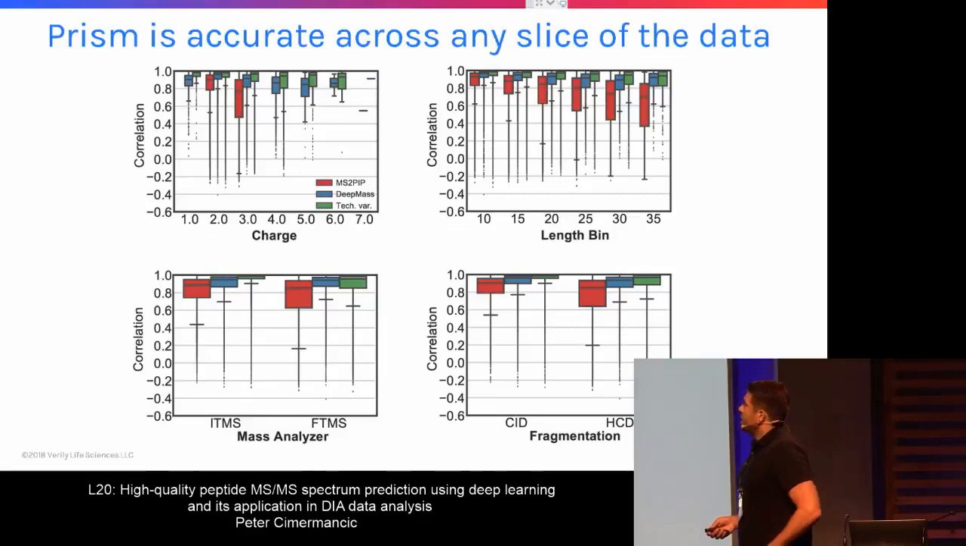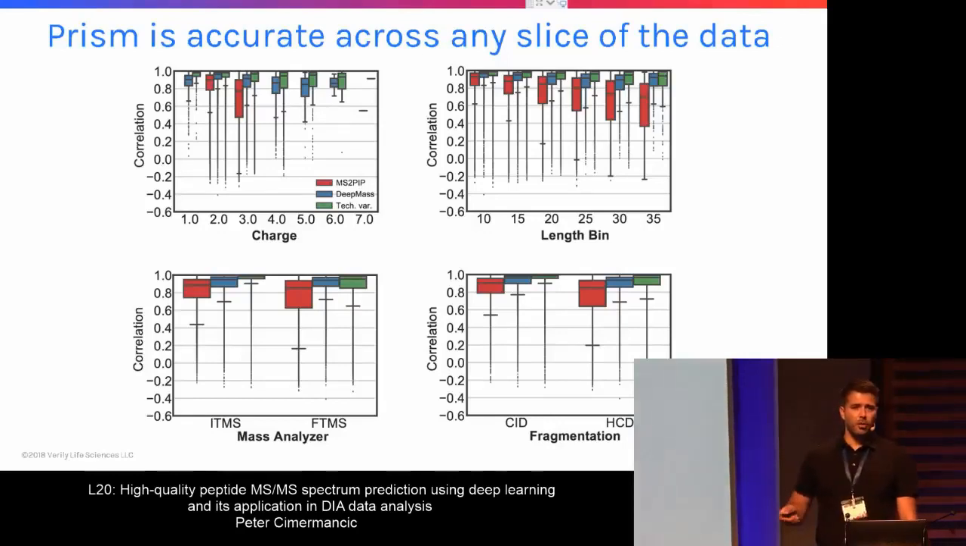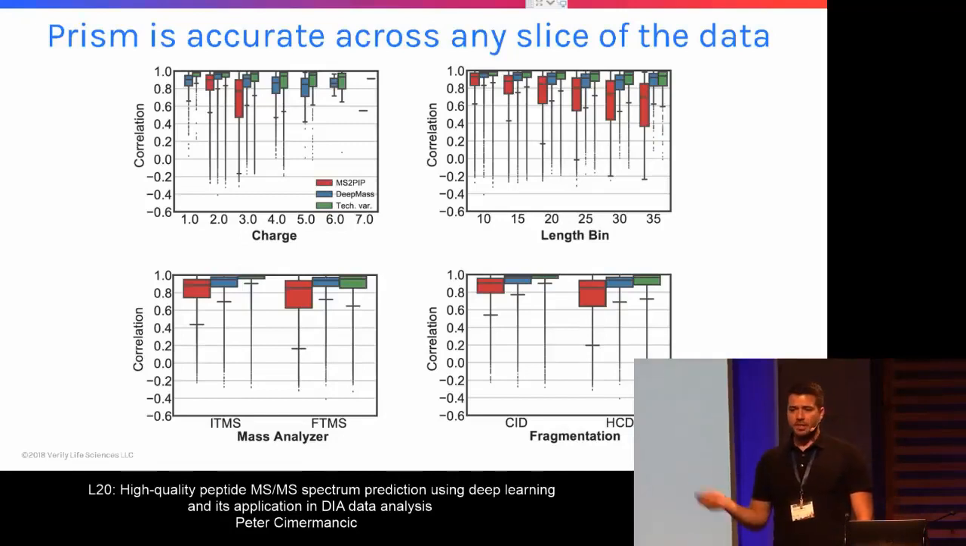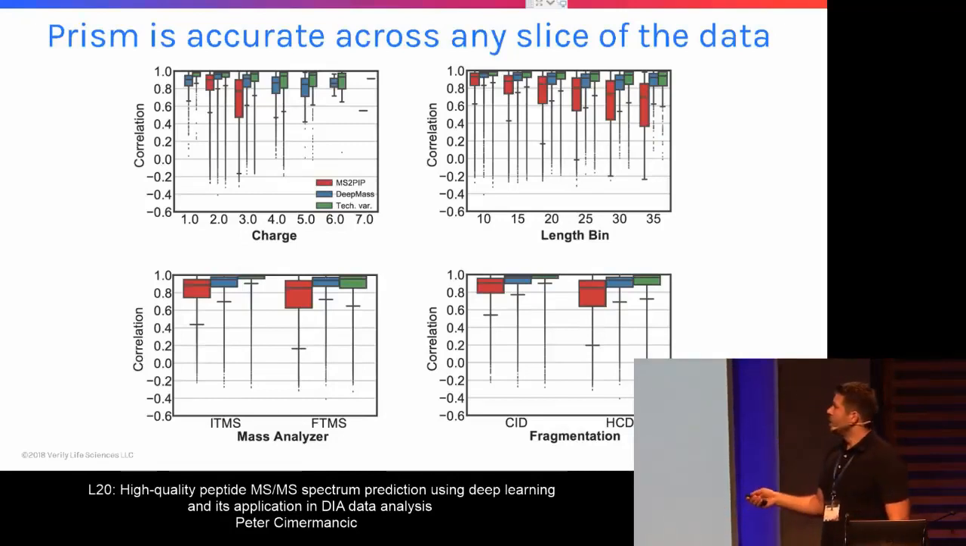And the nice thing here is that the model performs very accurately across any data slice. For example, if you look at different charges, you can see that it's doing very well. The same for lengths, mass analyzers, and fragmentation types. And this, again, is all one single model, whereas in the case of MS2-PIP, each box would be a different model. Okay, so this was the accuracy.